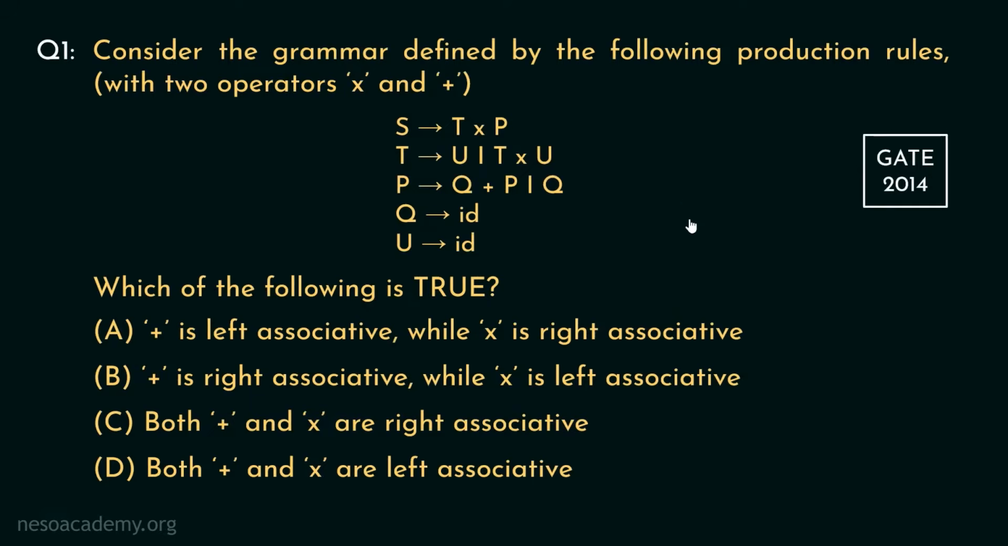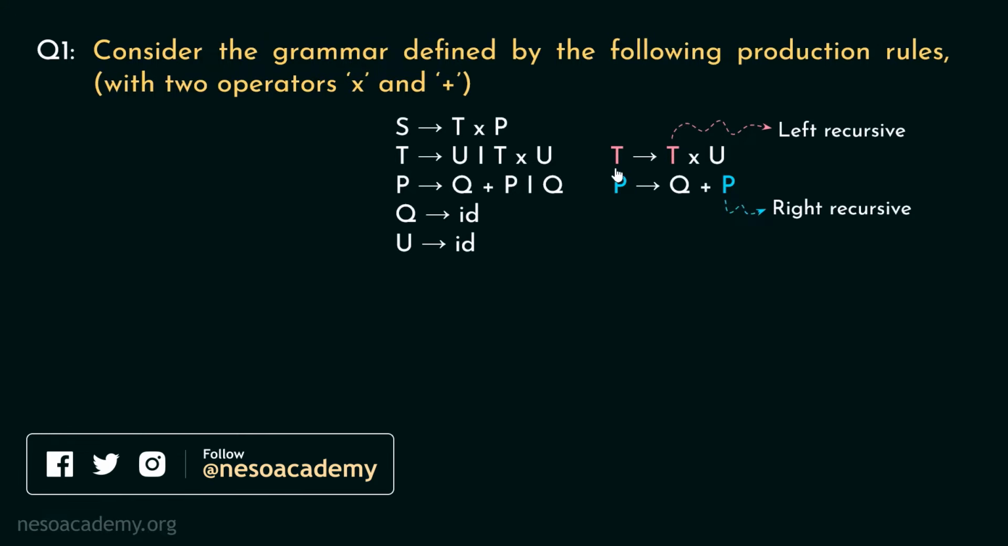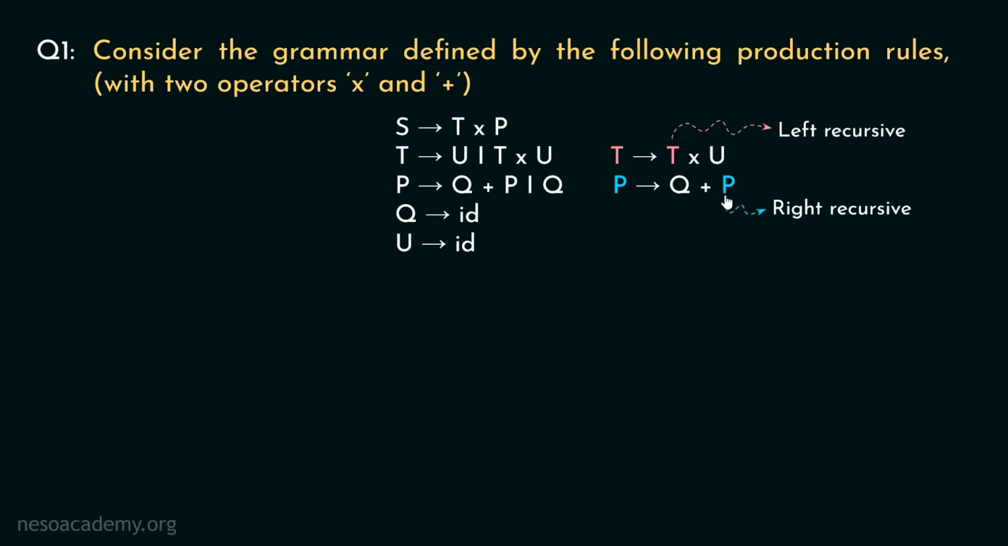Now if you remember, during the session Associativity and Precedence Solve Problem Set 1, we solved this problem. Having examined the production rules, we found out that this production rule is left recursive, whereas this one is right recursive. Since the non-terminal t is reoccurring as the leftmost non-terminal in the right-hand side, that's why we are calling it a left recursive production. On the other hand, the non-terminal p is reappearing as the right-hand side's rightmost variable, and that's why this is being called the right recursive production rule.